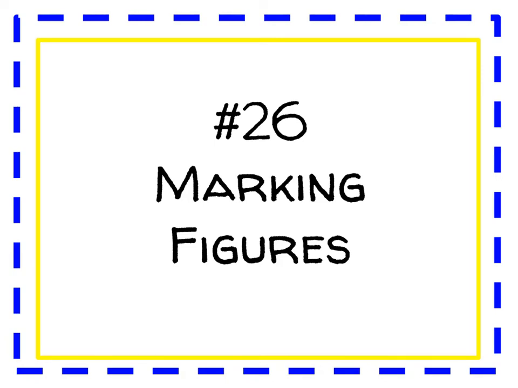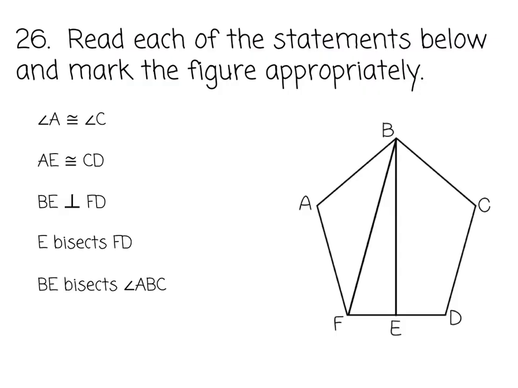And number 26, I want you to mark the figures. Read each of the statements below and mark the figure appropriately. The first one says angle A is congruent to angle C. To mark my angle as congruent, let me get red here. I draw an arc across it and I put one tick mark.